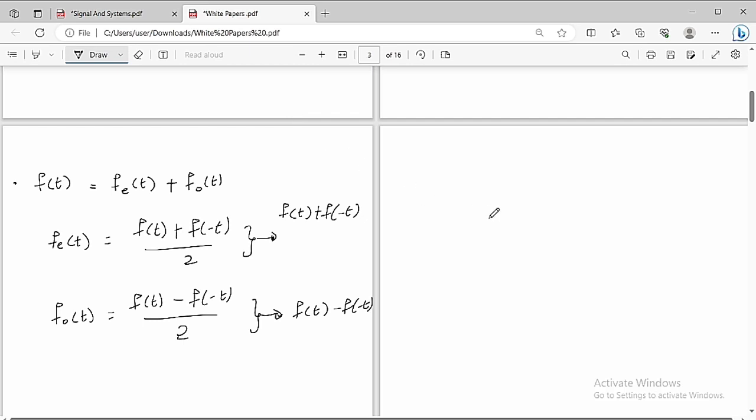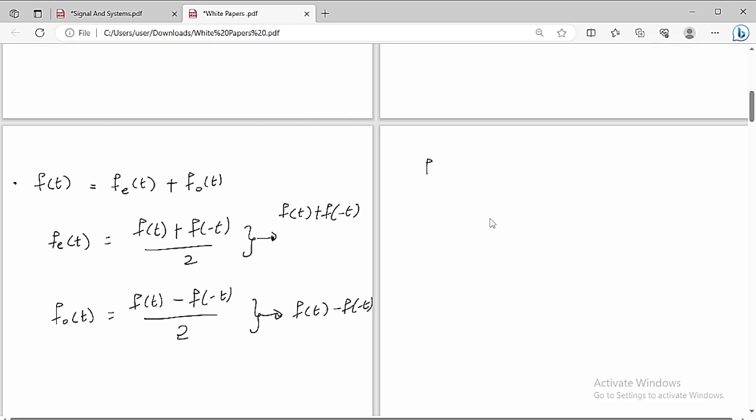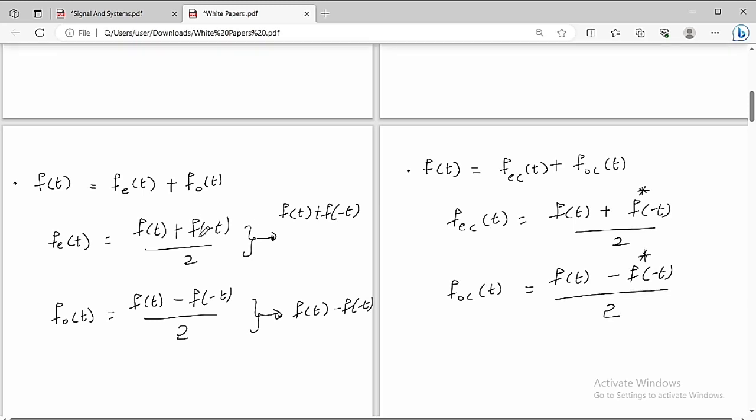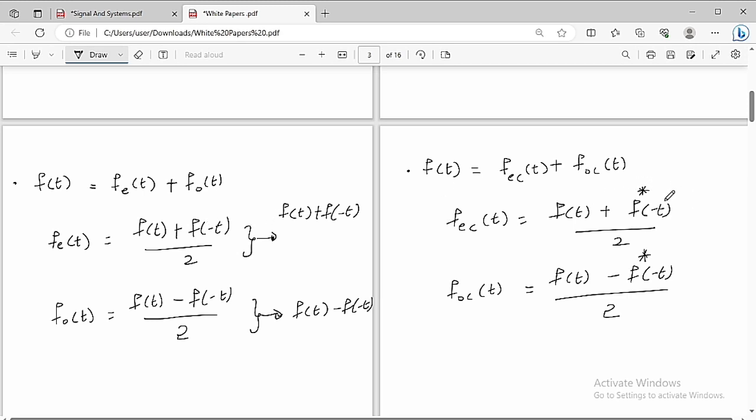Suppose you take a complex signal f of t. We can represent it as the even conjugate signal plus the odd conjugate signal. The even conjugate signal is f of t plus f of minus t, whole conjugate, divided by 2. Similarly, the odd conjugate signal is f of t minus f of minus t, whole conjugate, divided by 2. Here the only thing is to replace f of minus t by f conjugate of minus t.